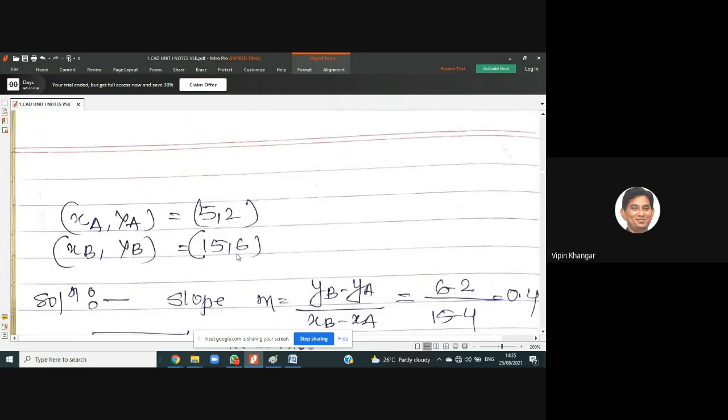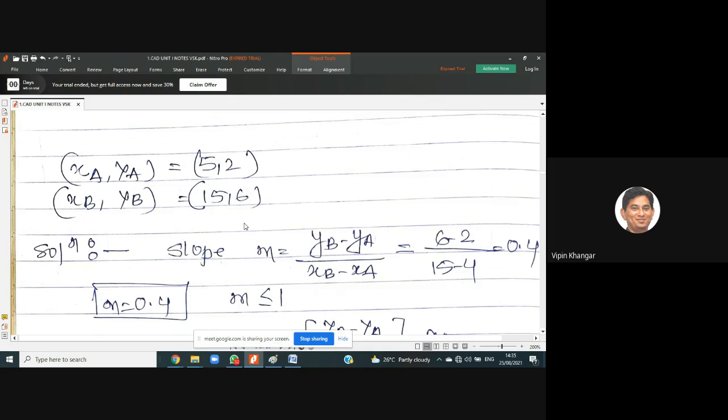Okay, so these are the points. 2 points are being given, xa, ya. So that is your start point, and this is the coordinate point xb, yb. ये आपके a और b point यहाँ पे mention किए. So what is the first step? We're just going to calculate the slope.